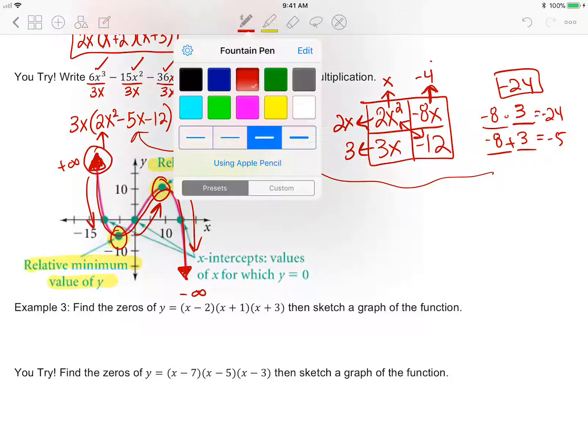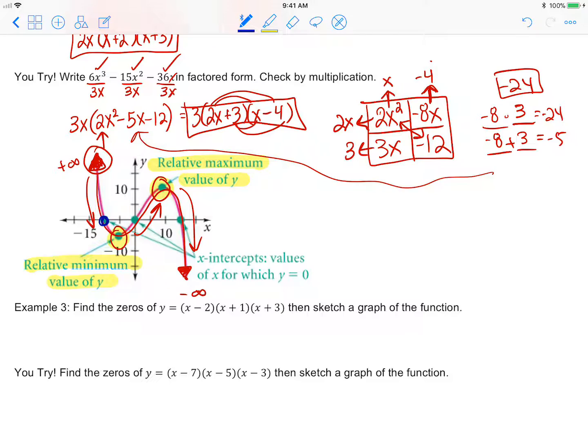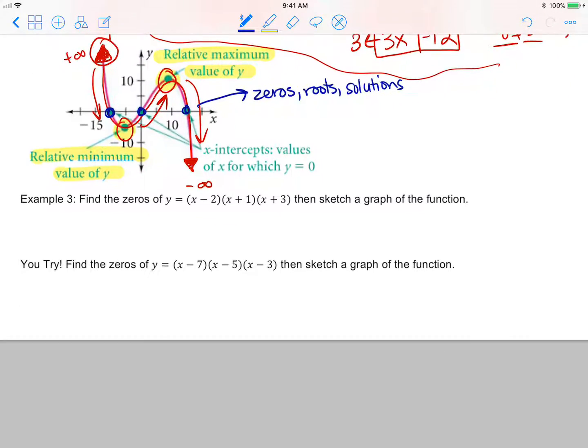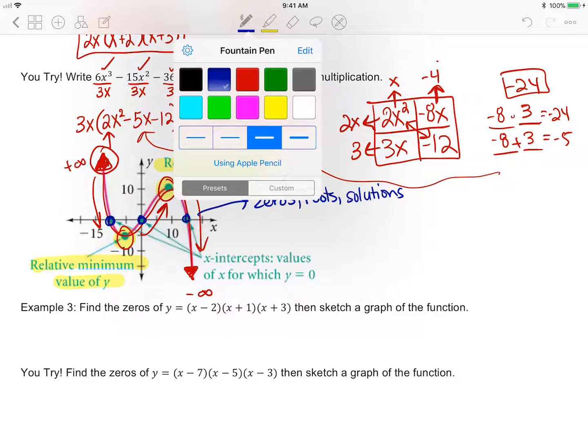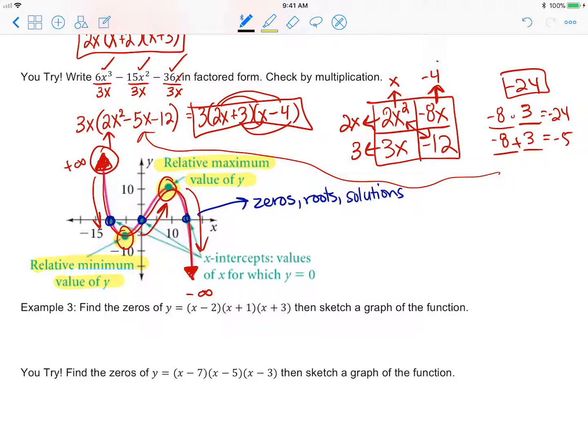We also have x-intercepts. And so being familiar with where it crosses the x-axis, we have learned that those are our zeros. We can also call those our roots, our solutions, and obviously our x-intercepts, just outright calling them that. Okay? All right, next, find the zeros. So can I look at a factored form of a polynomial and be able to immediately state the zeros? Well, yes, you can. This guy, and this guy can all be set equal to 0.